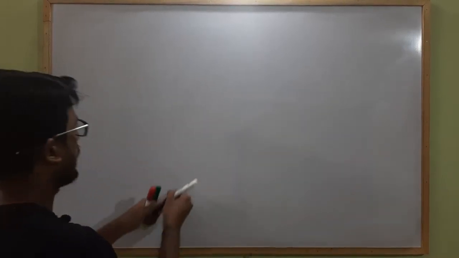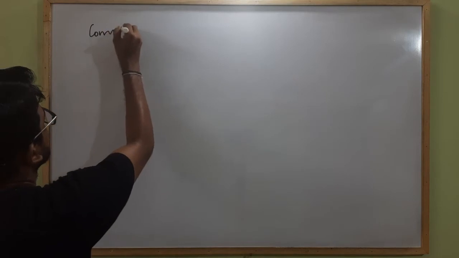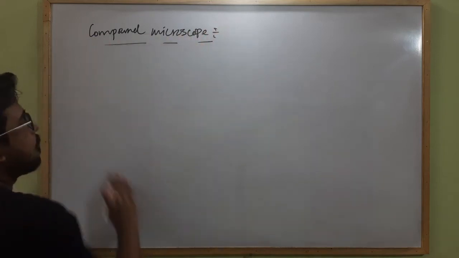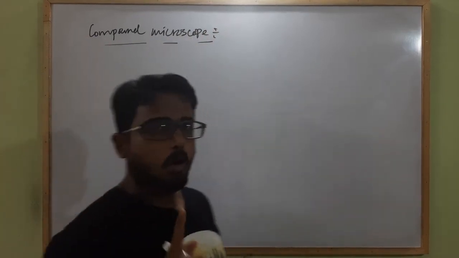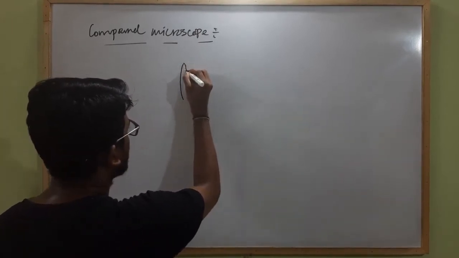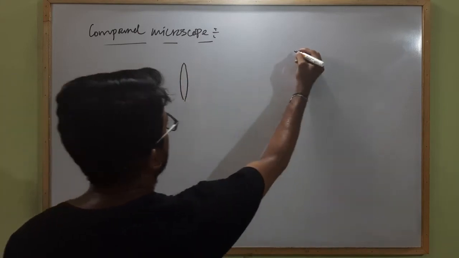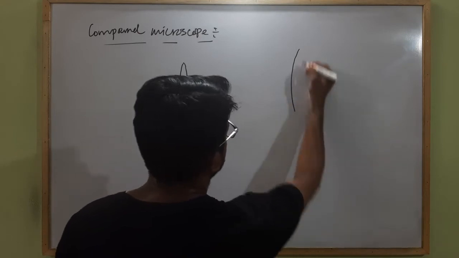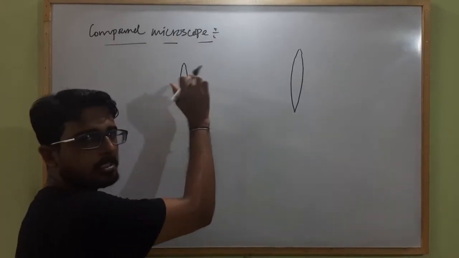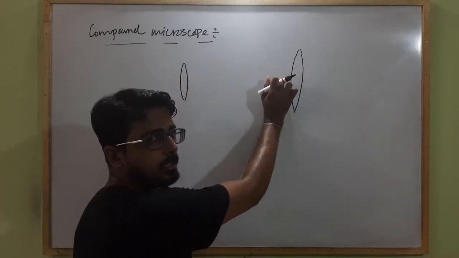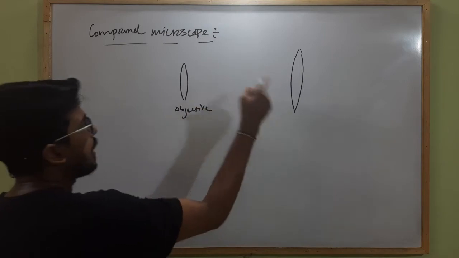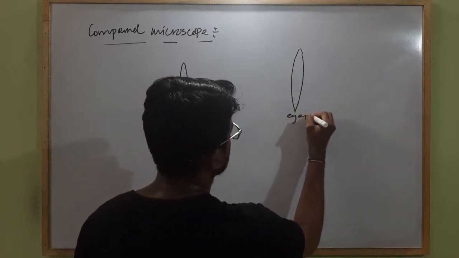So what is a compound microscope? A compound microscope is basically made up of two convex lenses. One has a small aperture and small radius of curvature, and the other has a large aperture and large radius of curvature. The small one faces the object and is known as the objective, and the large one faces the eye and is known as the eyepiece.